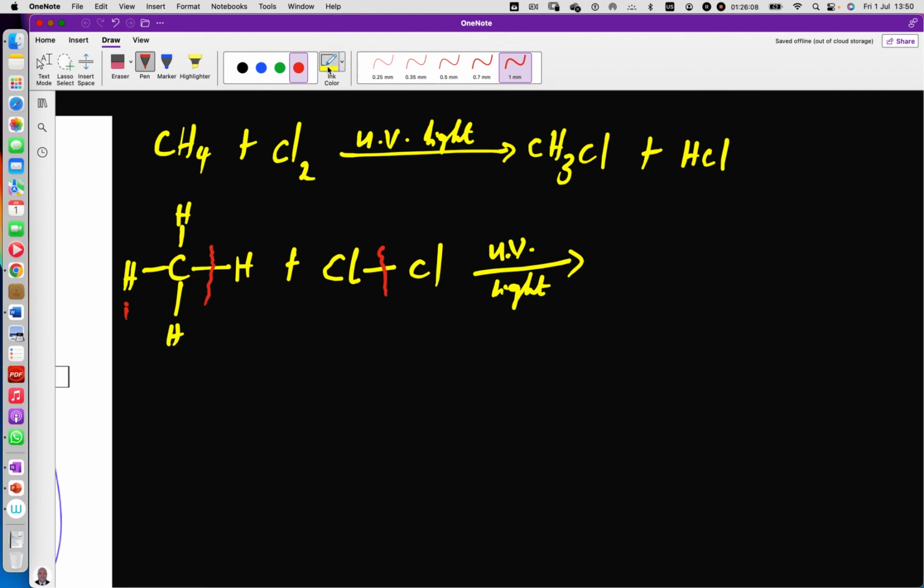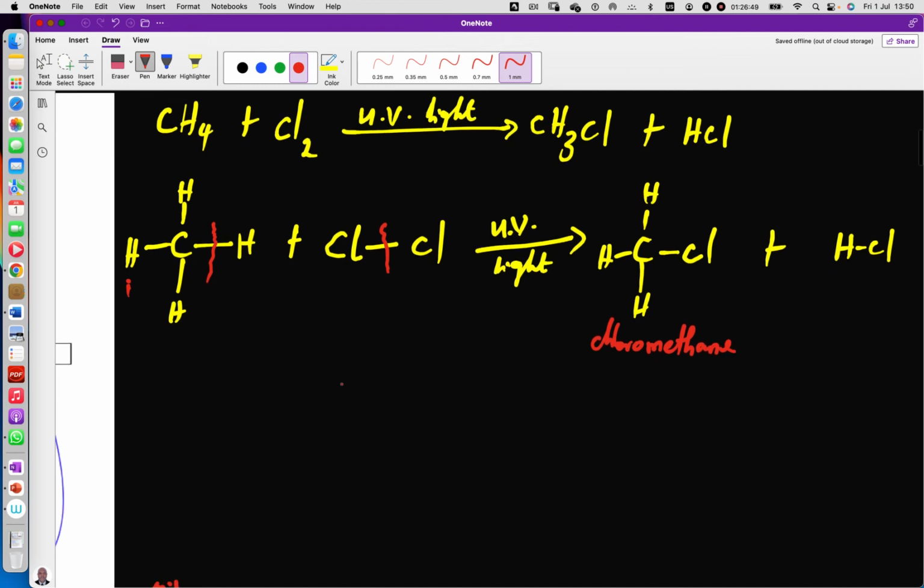So we are going to have this molecule. They will be like this: hydrogen, hydrogen, hydrogen, and the chlorine, plus it will be hydrogen and the chlorine. So that is how we do it, and we call this chloromethane. This is chloromethane. And this is hydrogen chloride.